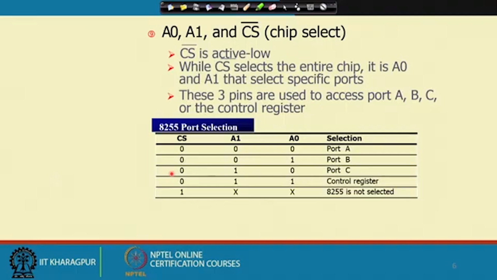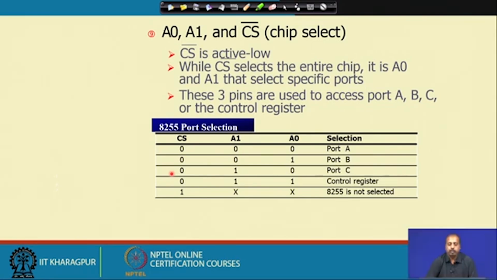So, other important pins that you have in 8255 are A0, A1 and the CS bar pin. A0 and A1 are used for selecting individual ports of 8255, and CS bar is the chip select. If the CS bar line is high, your 8255 is not activated, so it will not do any work. Your decoding logic should select this CS bar properly.